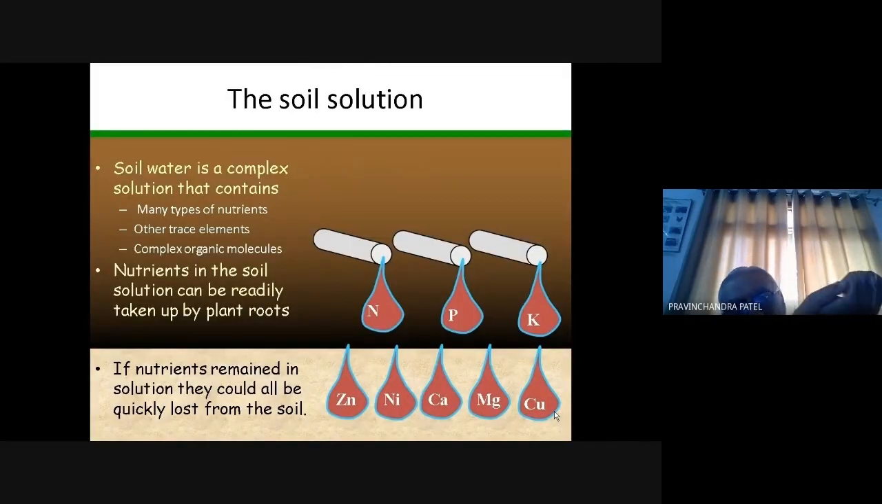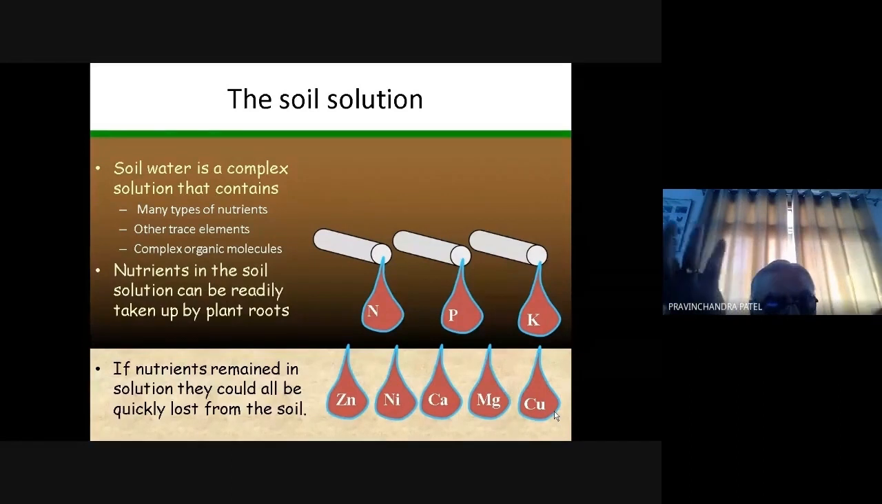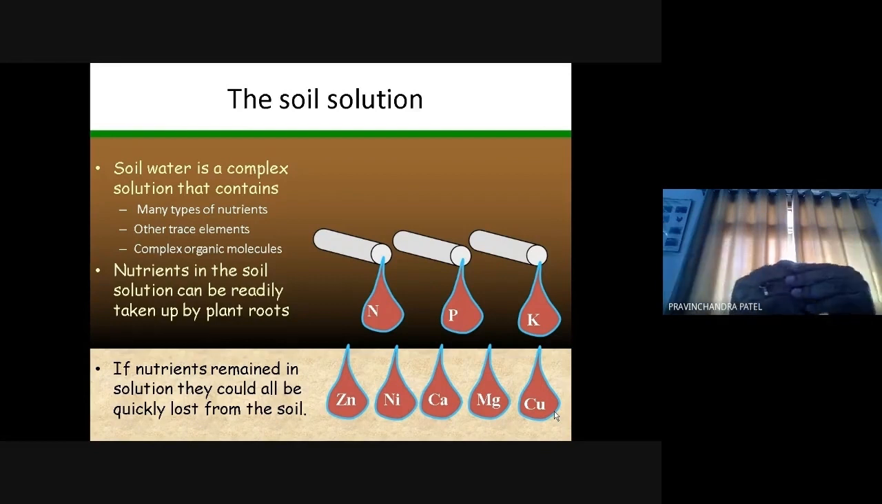And that nutrient is taken by the plant roots. Then the soil solution. I told that when nutrients are dissolved in water, it is called soil solution. So soil water is a complex solution that contains many types of nutrients. Other trace elements mean micronutrients: zinc, Fe, Mn, copper, boron, all are trace elements, all are micronutrients. Then complex organic molecules. Nutrients in the soil solution can be readily taken by the plant roots. So whatever nutrients we are adding to the soil are taken by the plant roots. Here it is given the example NPK.